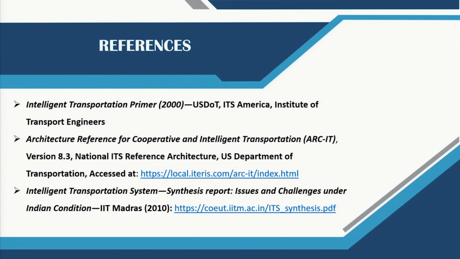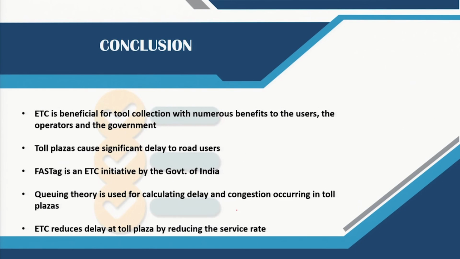That brings us to the end of this lecture, where we have shown you a case study on the application of ICT in electronic toll collection. The references we are giving you are constantly the same references, so please do read through them. In conclusion, what we have looked at is how toll plazas can cause significant delay to road users and how this delay can be minimized when you are using electronic toll collection. And we have given you an example of queuing theory and how to measure waiting time using queuing theory. Thank you.